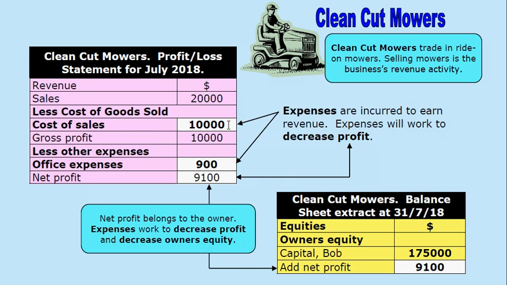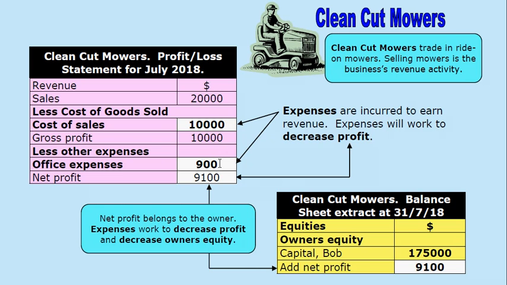In this example, there's only one other expense, and that's office expenses, $900. That might include stationery, postage, anything to do with running the office. So this business has expenses of $10,000, the cost of sales, plus office expenses, $900, for the month of July.